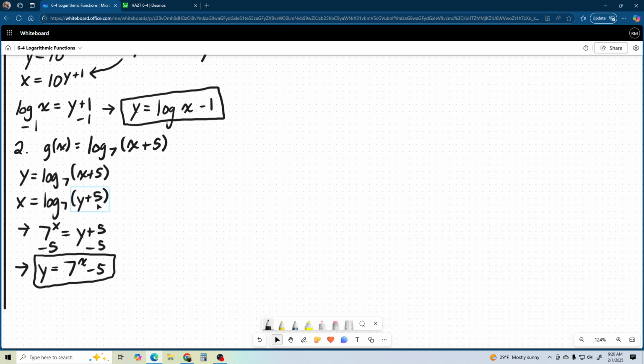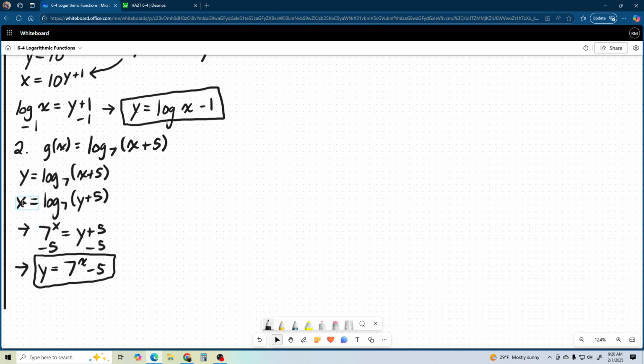And now we're going to do what we did before. We started with a log, so shouldn't our inverse be an exponent? If we started with a log and we're trying to turn it into an exponent, we need to think of what this means. Log base 7, so our base is going to be 7. And our log is our exponent, so x is our exponent.